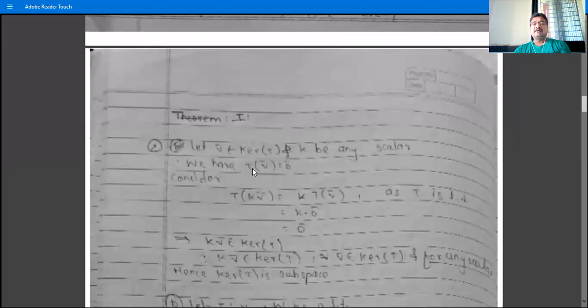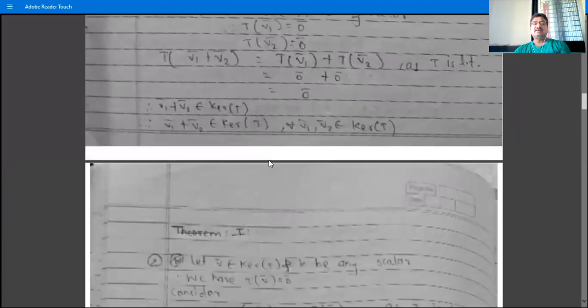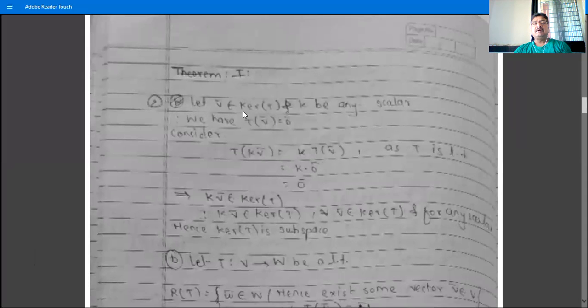Now we take any vector from kernel of T. Suppose v bar belongs to kernel of T, and k is any scalar. Now we have to show k times v bar belongs to kernel of T. As v bar belongs to kernel of T, we have T v bar equal to 0 bar. Now k v bar belongs to kernel of T if T of k v bar is equal to 0 bar.